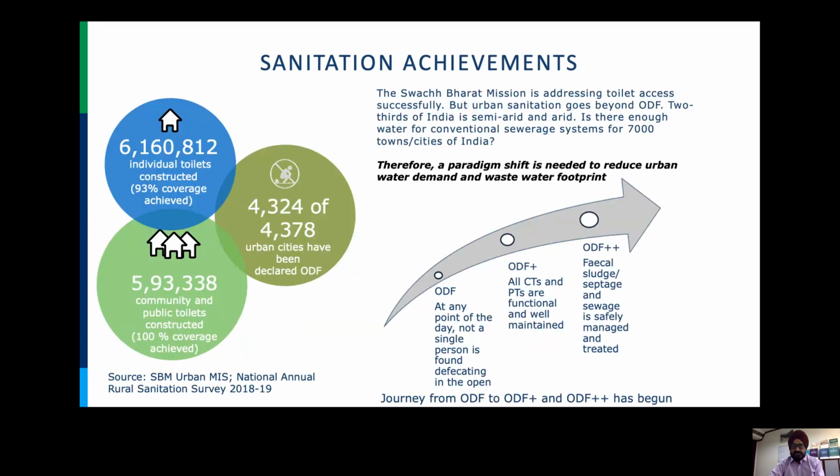There have been significant achievements in sanitation, no doubt, under Swachh Bharat mission. And perhaps you may be aware of the numbers, but in terms of trajectory of achievements, we have reached ODF. We want to be ODF plus, and sooner we want to be ODF plus plus. So this is where the desired trajectory and the next steps are.